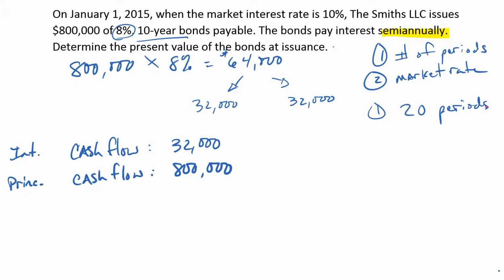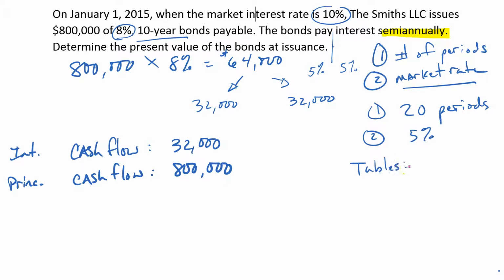And now, what is the market rate for those? Well, we kind of do the same thing here, right? If the market rate is 10%, that's 10% annually. So what that really means is 5% in the first half of the year and 5% in the second half of the year. Another way to think about that is when it's semi-annual, we double the periods and half the rate. And the rate we use is always the market rate. Okay, now I have the information I'm looking for. 20 periods, 5%. So what tables do we use?